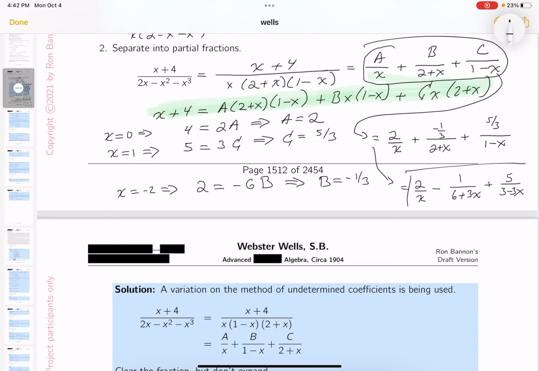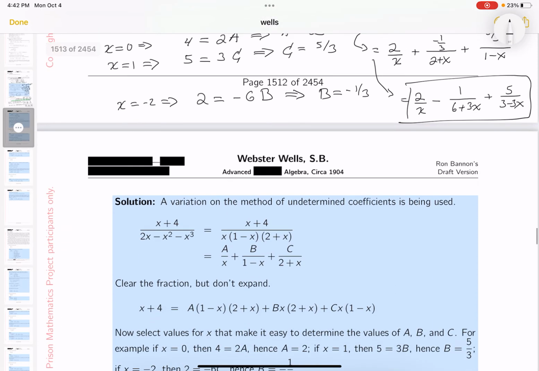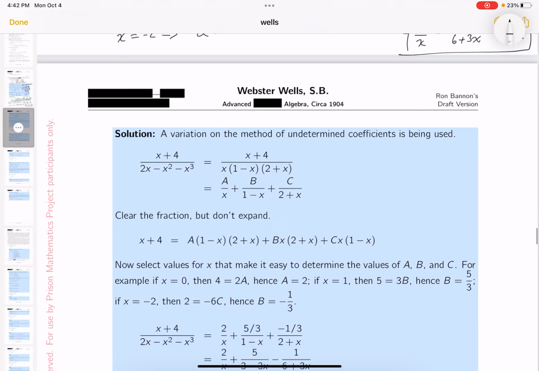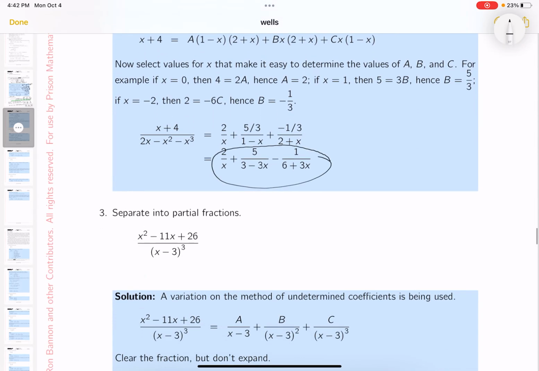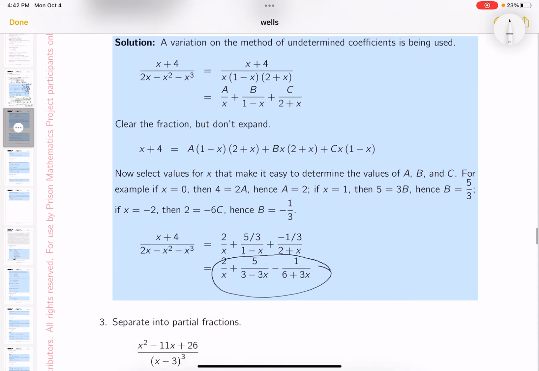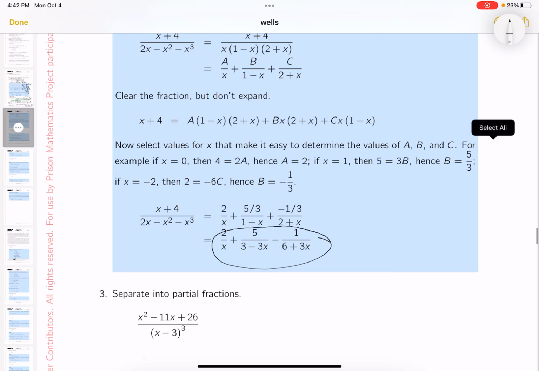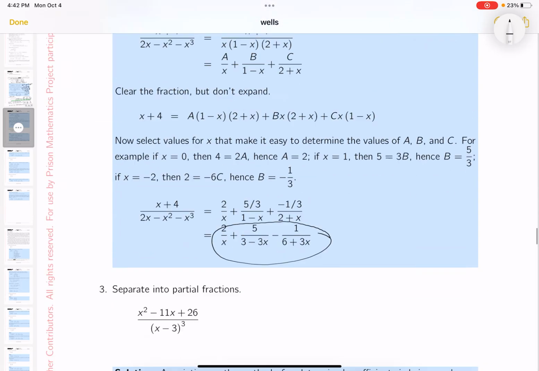Put a box on this. And I'm going to look at the key. And someone says, why do you look at the key? I want to see if I got it right. So 2 over x. This is the key, by the way, right over here. 2 over x. Gee, I got that right. Plus 5 over 3 minus 3x. Gee, I got that right. And minus 1, 6 plus... Oh, yeah, looks pretty good.